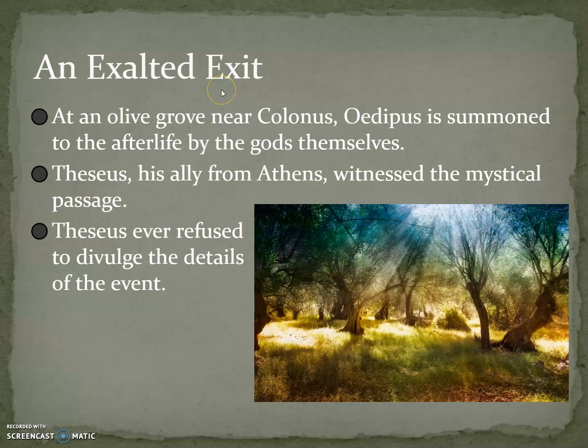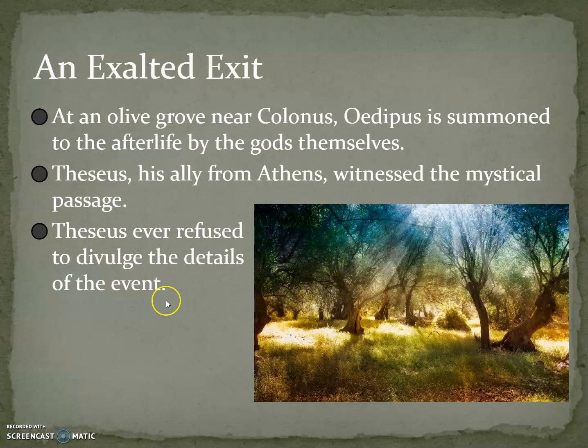So, here's how things go down with Oedipus. At an olive grove near Colonus, Oedipus is summoned to the afterlife by the gods themselves in a very ethereal and blessed sort of thing. For all the suffering that he has endured at the hands of the gods, he is ultimately redeemed, in a sense. Theseus, his ally from Athens, witnesses the mystical passage. He then refuses to divulge the details of the event and leaves his ascension or burial place, whatever you want to call it, to be a sacred place. It also means that Athens is now the sacred city that is protected by Oedipus's death.